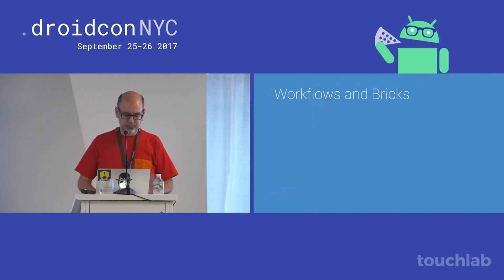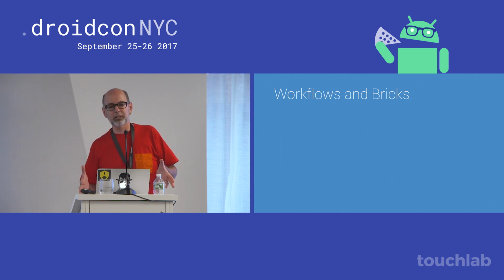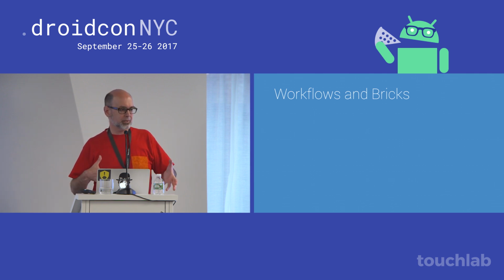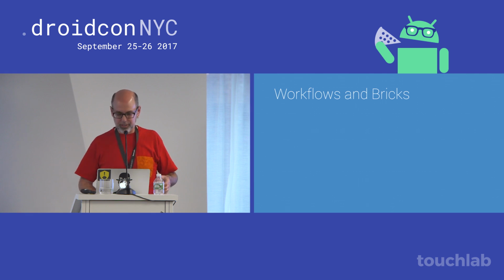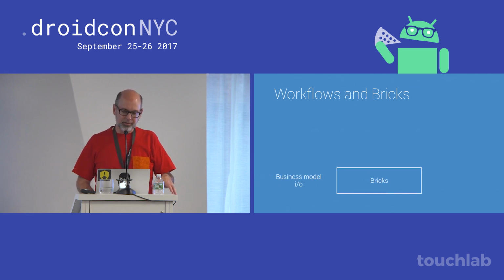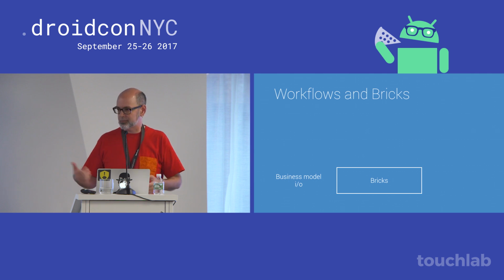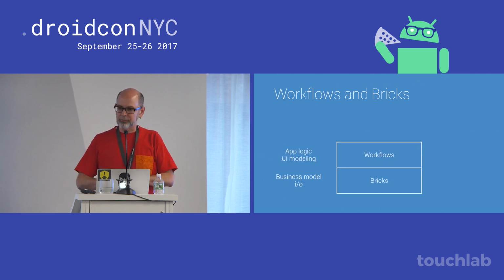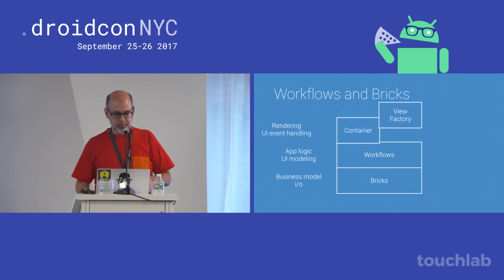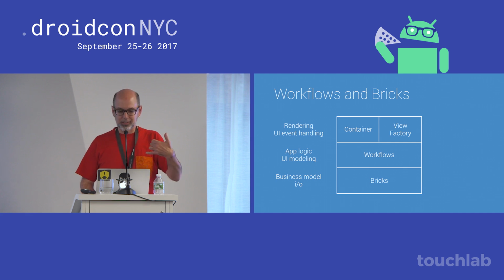Okay, so that's enough process talk. Let us get back to exciting boxes and lines. The two metaphors that we settled on, the two patterns for achieving this modularity of business code and of UI code are called workflows and bricks. We build a foundation of bricks, which are basically our business objects. They take care of the business logic. They're responsible for any I/O, whether to the file system or to the services. We have a layer of workflows on top of that, and that's where our actual app logic and UI modeling happens. And then turning all of that workflow stuff into things that you can actually see and touch. We've got the single container at the top of our app and a view factory providing it with things that it can show to the users.